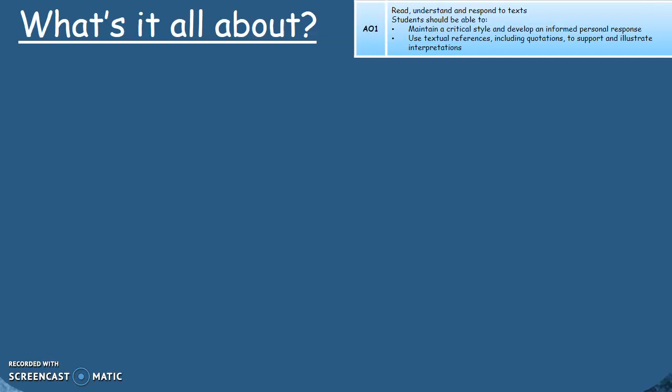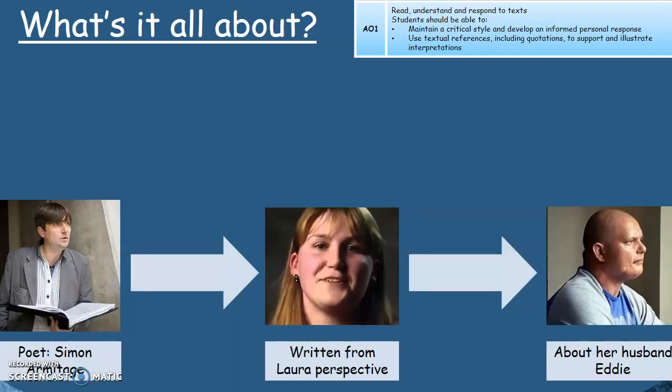What is it all about then? So Simon Armitage is the poet. So he is the person who wrote it, but he's not writing it from his own perspective. He has written it from Laura's perspective, so the woman you can see on the screen in the middle. So he's written it from the point of view of a woman, and she is talking about her husband, Eddie. Eddie has been involved in the war and is suffering from PTSD, post-traumatic stress disorder. You can see some of the damage on his face, where there's a scar on his chin. So he's come back from the war, and Armitage has interviewed Laura and spoken to her and Eddie and pretended to be her within this poem.